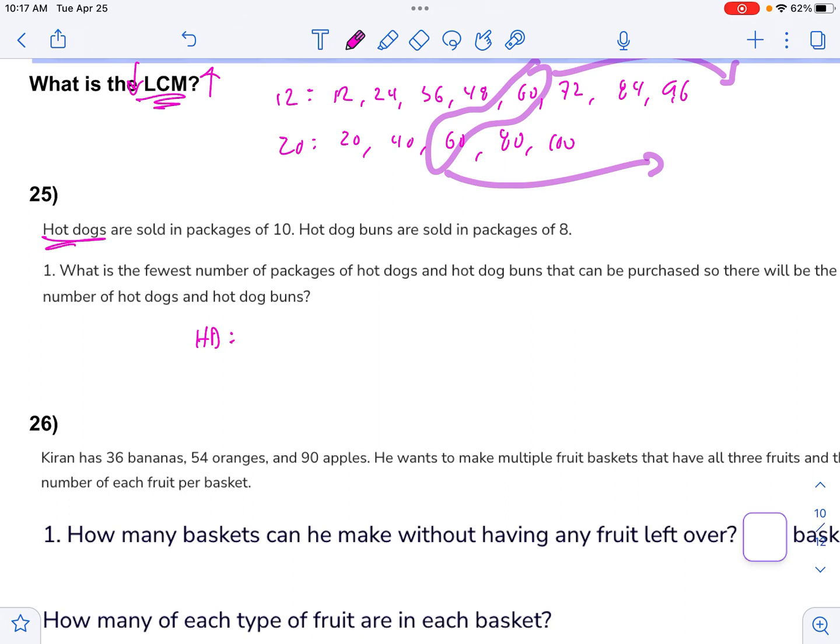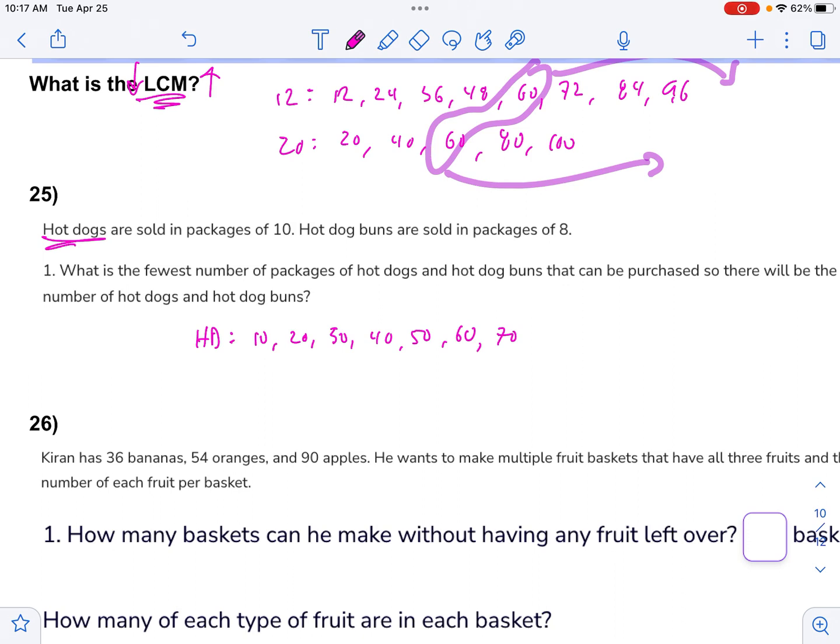Okay, so hot dogs come in packages of 10. So I'm going to have 10, 20, 30, 40, 50, 60, 70 hot dogs. Can you imagine 70 hot dogs? That'd be awesome. All right, let's talk about the buns.